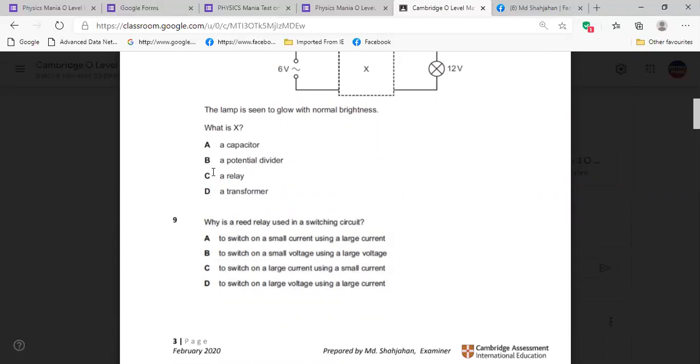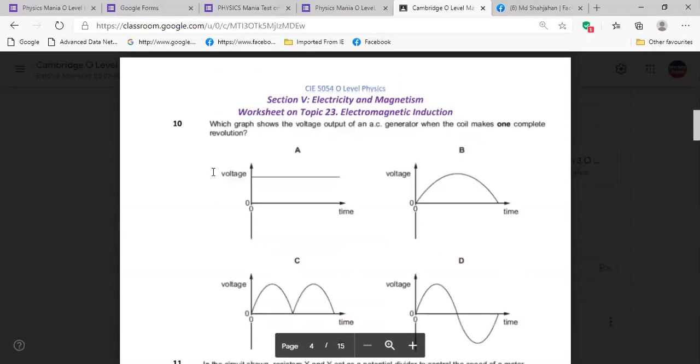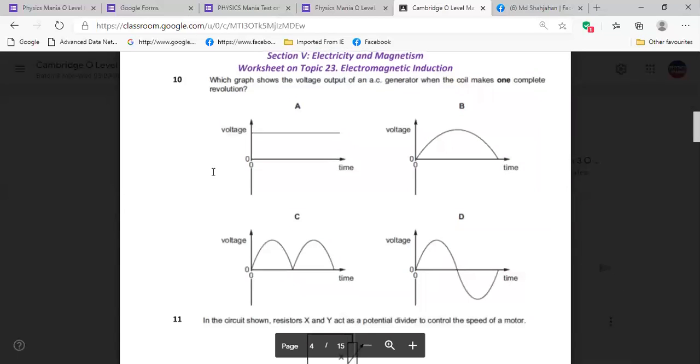Next, number 10. You also did 10 wrong. You learned the AC generator graph. So for the AC generator graph, which one did you draw? You have positive and negative voltage, right? Which one is showing positive and negative voltage here? D. So why couldn't you get it?